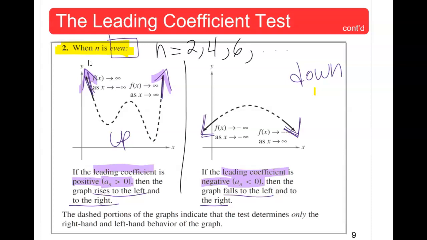Now, the dashed portions of the graph that you see here are indicating that the test determines only the right-hand and the left-hand behavior. So only the tails. Okay? We don't know what's going on in between. That's what the dash lines indicate. They could be 4 turns, 3 turns, or whatever.